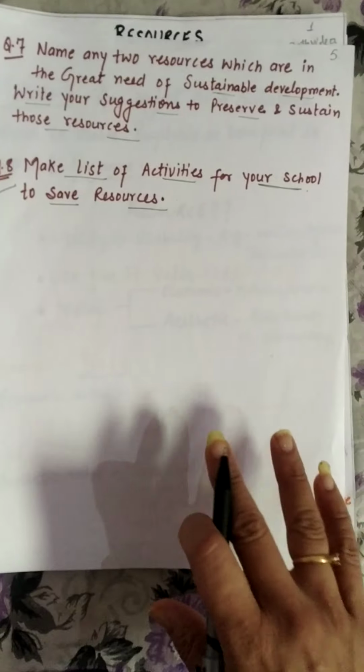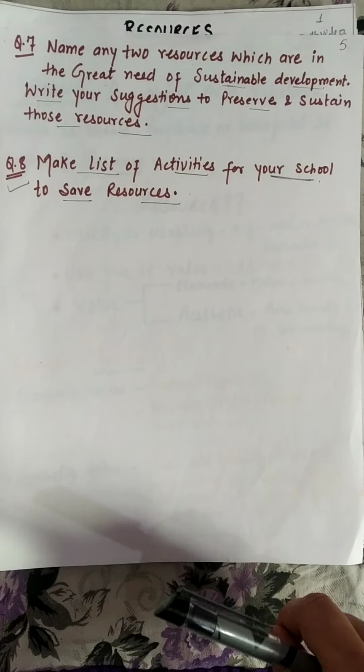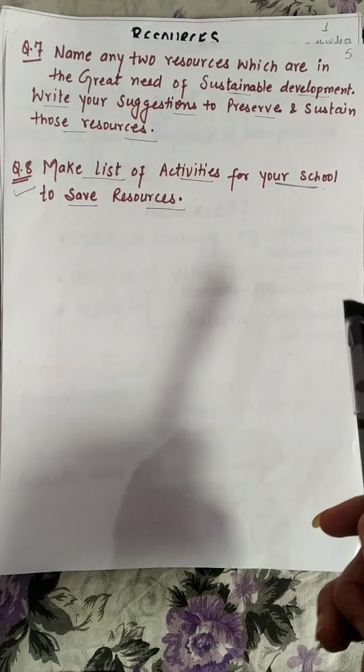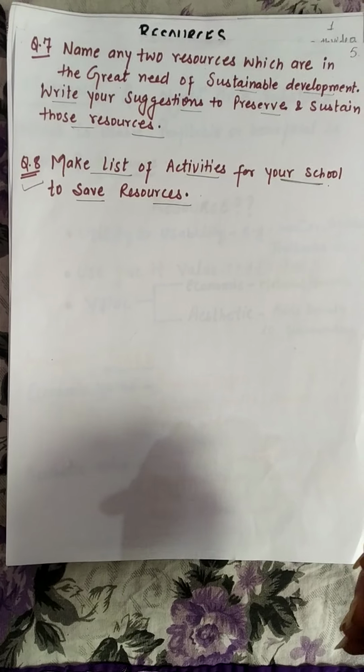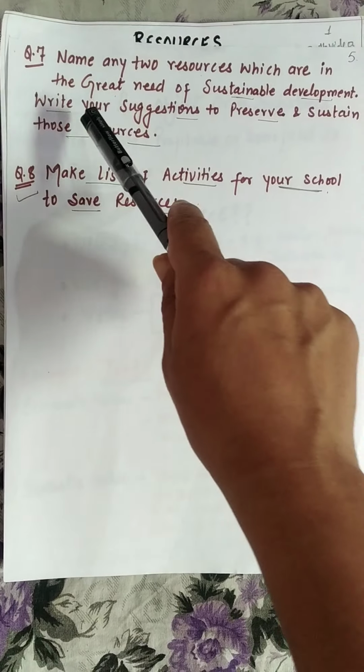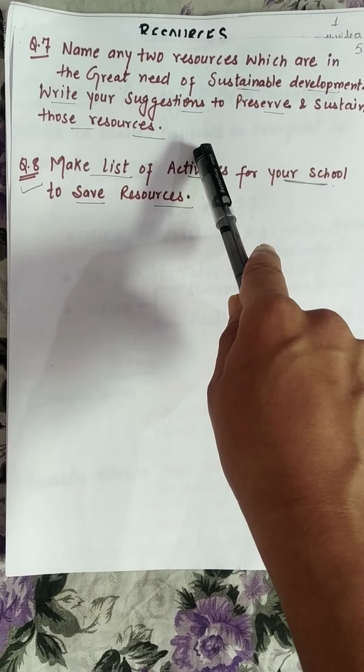And the next question was, name any 2 resources which are in great need of sustainable development. So fossil fuels, which exhaust completely after use, for example gas, oil and coal. So you can write any 2, and then you were supposed to write your suggestions to preserve and sustain those resources. So how can we preserve?